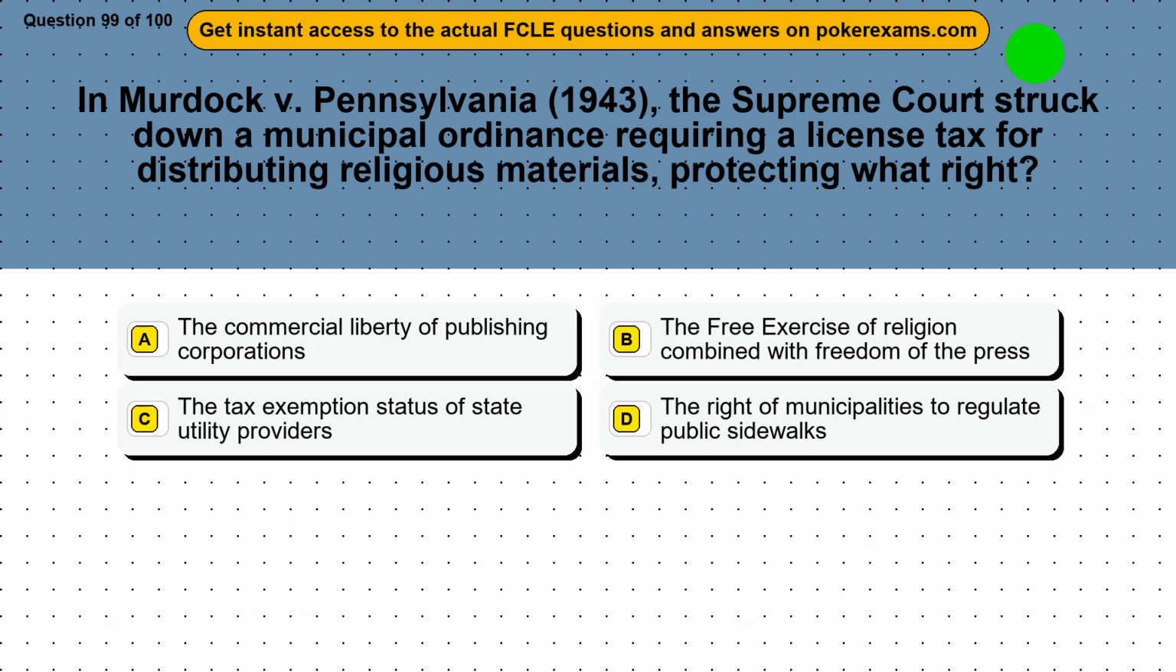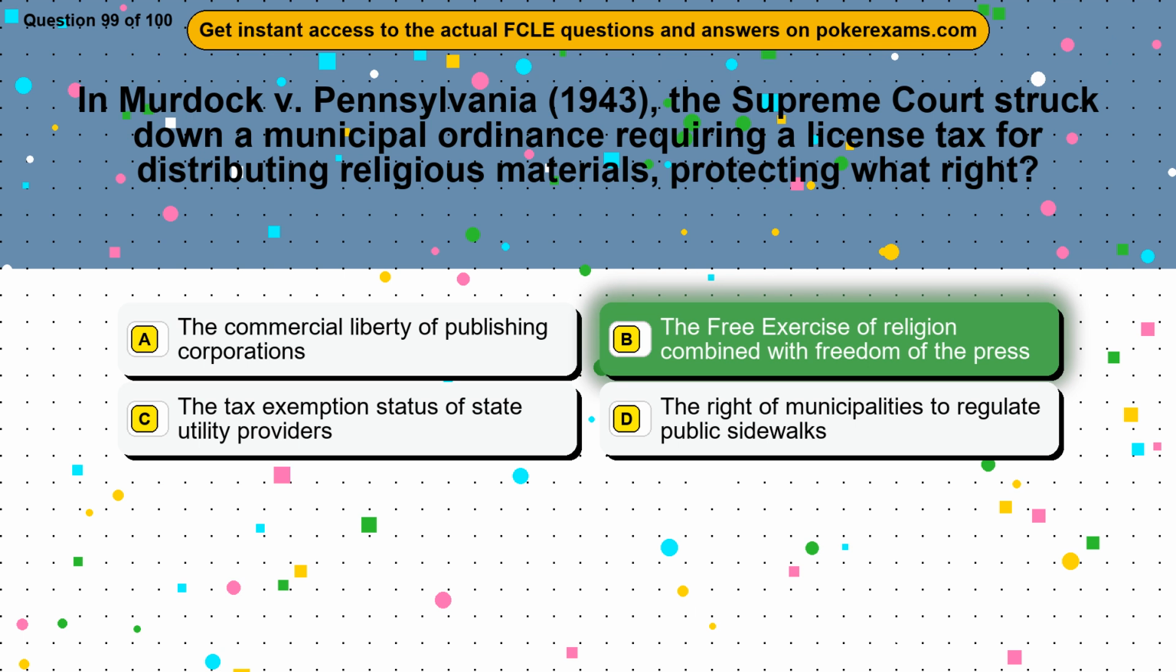Question 99. In Murdock v. Pennsylvania, 1943, the Supreme Court struck down a municipal ordinance requiring a license tax for distributing religious materials, protecting what right? Option A, the commercial liberty of publishing corporations. Option B, the free exercise of religion combined with freedom of the press. Option C, the tax exemption status of state utility providers. Option D, the right of municipalities to regulate public sidewalks. The correct answer is option B, the free exercise of religion combined with freedom of the press.